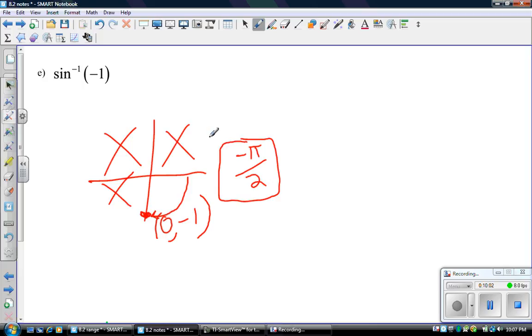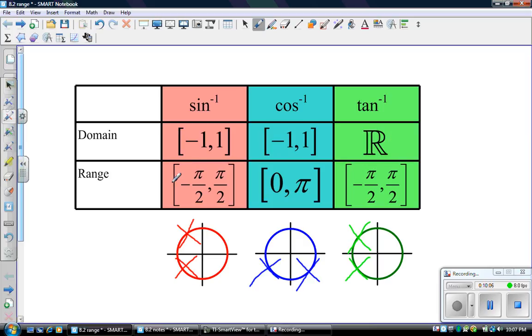Again, you may think, oh, well, that's not in between my numbers. Well, I have brackets on these. That means that negative pi over 2 does count. It's in the range. So negative pi over 2 is allowed.